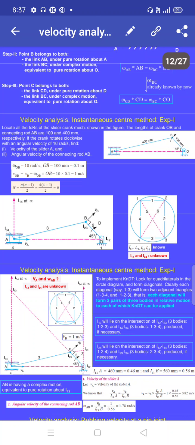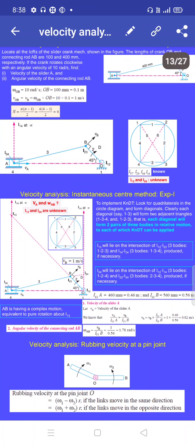So omega OB is equal to 10 radian per second, OB is equal to 100 mm, that is 0.1 meter. So velocity of B is equal to omega OB into OB, that is 10 into 0.1, that is 1 meter per second. So N is equal to n into (n minus 1) divided by 2 is equal to 6, from which we analyze the velocity.